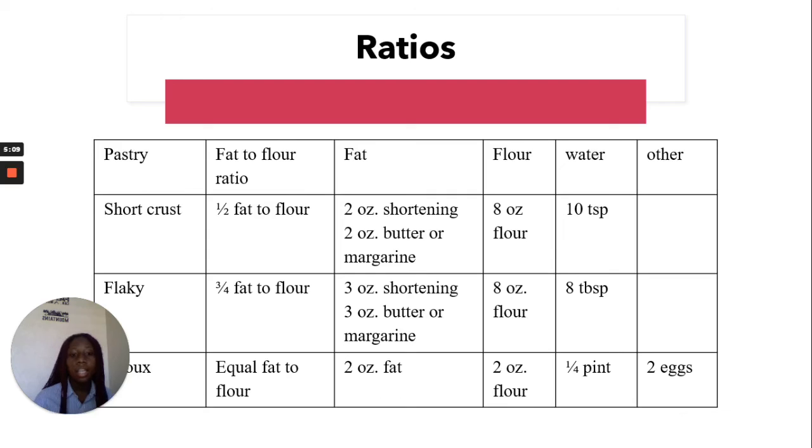And then we have the choux pastry, and this requires equal amounts of fat to flour. So if I use 1 cup of fat, I would use 1 cup of flour. And we see the example here, 2 ounces of fat and 2 ounces of flour. Now, what you would notice about this one is that it includes less water, and they also added an egg. So this is the pastry that adds egg.